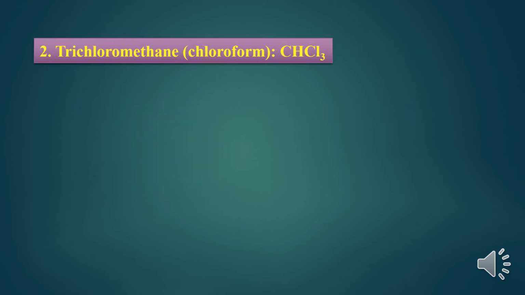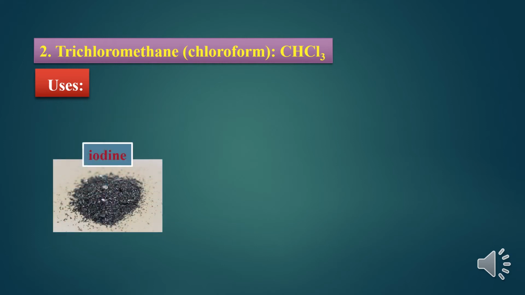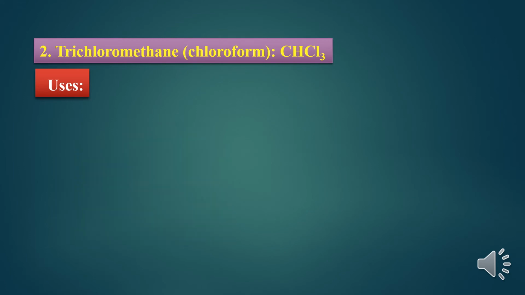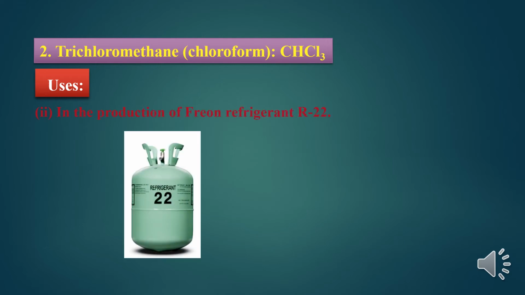Next we will go for trichloromethane. It is also called chloroform. Trichloromethane or chloroform, the formula is CHCl3. The uses: first use is as a solvent for fats. Then you can take iodine, alkaloids. Second, in the production of freon refrigerant.